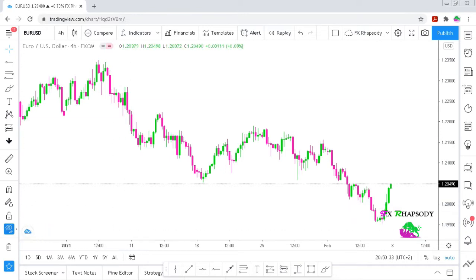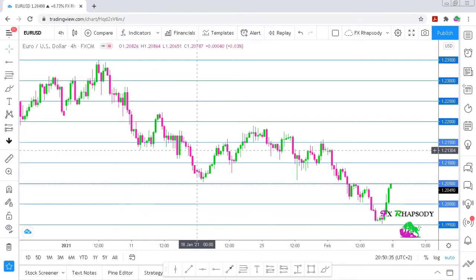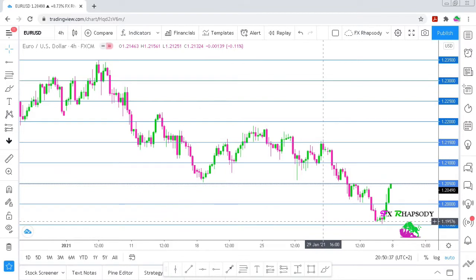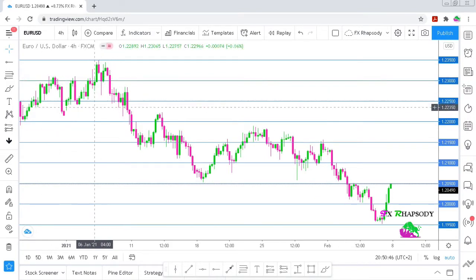For instance, Euro USD. This is the 4-hour time frame. These lines I've drawn in. I draw them in, I lock them in, and that's it. I keep them there, and you will see price dancing around these lines. It's a support, it's a resistance, it breaks through, it comes back, it retests, and you name it.